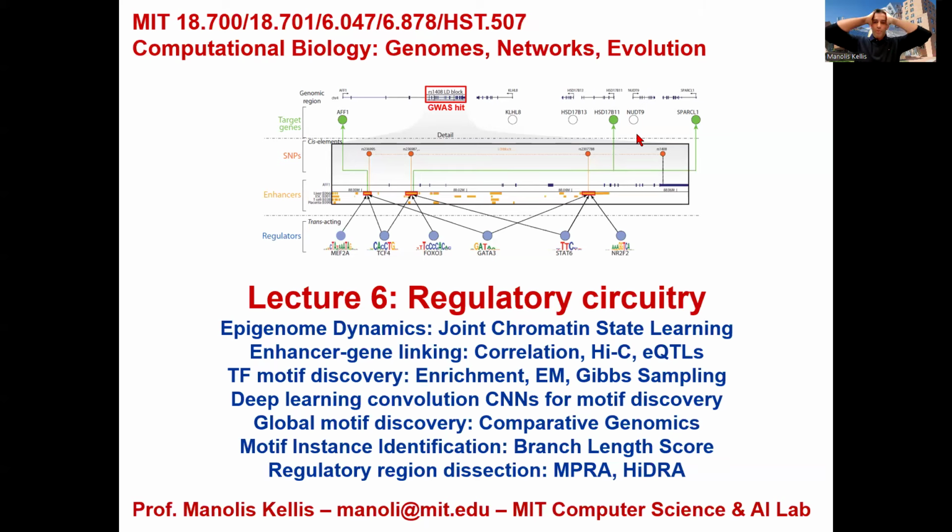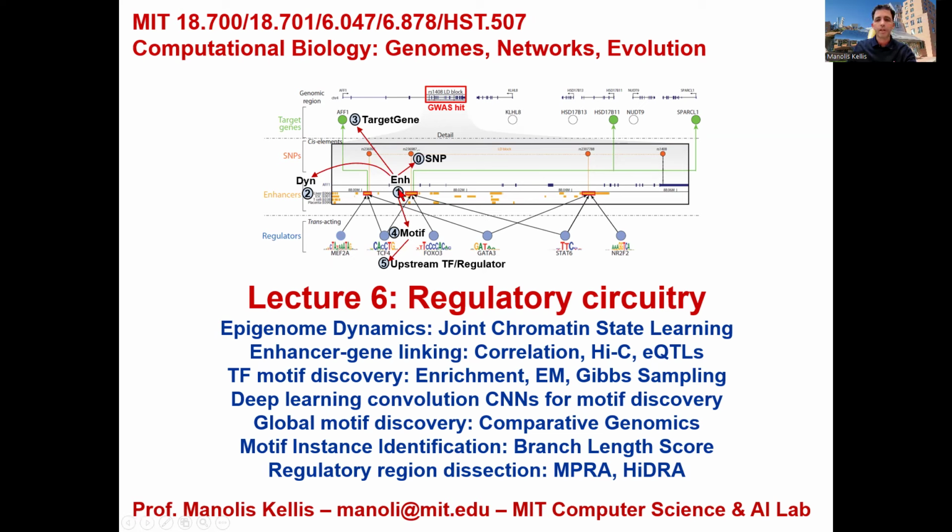Today we're going to be talking about regulatory circuitry. We talked a lot about how we put together all these different pieces of the genome. As I mentioned earlier, 93% of disease-associated genetic variants that are causal for disease are in fact not found in protein coding regions. Instead, they're found in non-coding regions.